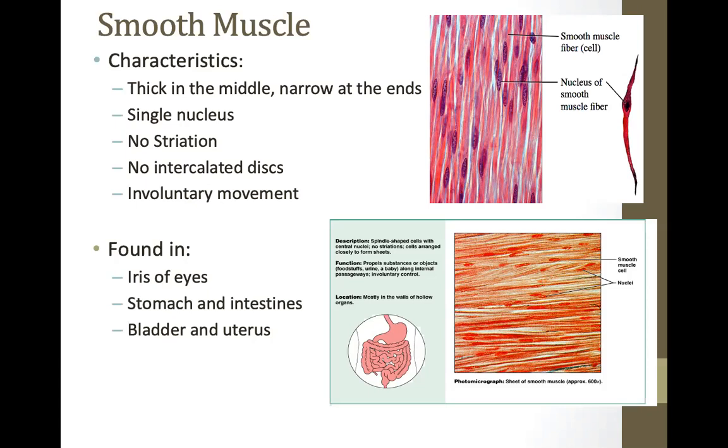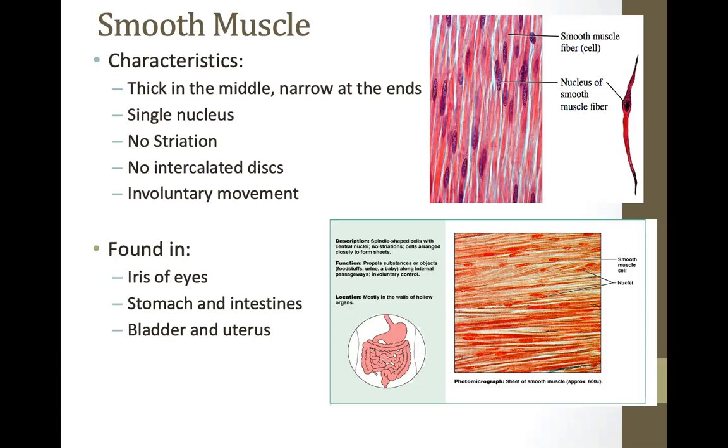There is no connection between the cells to limit the tension, because these don't really have a lot of tension on them. It's not like cardiac muscle that's continuously beating, right? Smooth muscle is typically found in your intestines, your stomach, your bladder, your uterus, the colored portion of your eye, which is the iris of your eye. So again, they are not significantly under force or pressure, so they really don't need that intercalated disc.